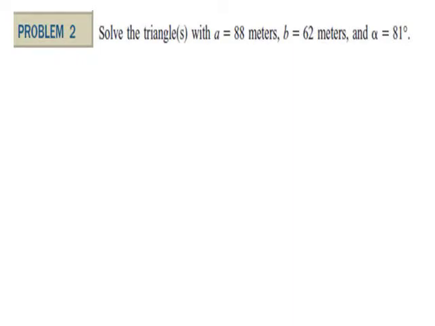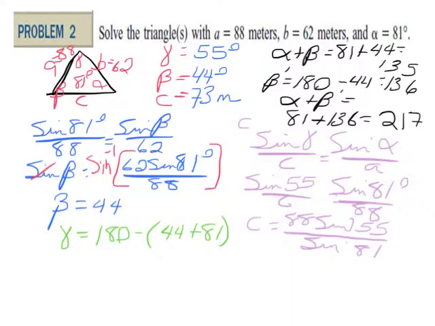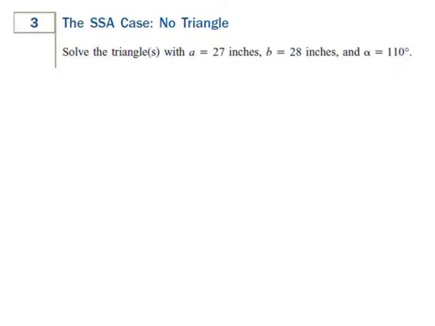Okay, it's your turn. Go ahead and pause and I'll put the answer up. Okay, so here's your answer. Notice when I checked, it was 217. There's no way I can have two triangles. Okay, let's go to number 3. Number 3 says you have no triangles.